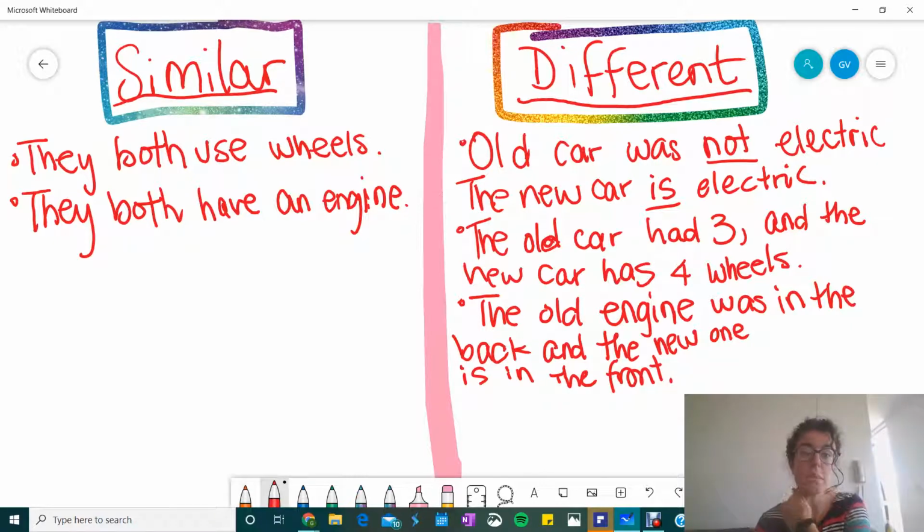Great. So look at this. We have things that are similar, things they have in common that we can see in both cars, but we can also see that they are different. So they are not the same car. There are some things that are kind of the same, but there are many things, you see all of these things, that tell us that they are different cars.